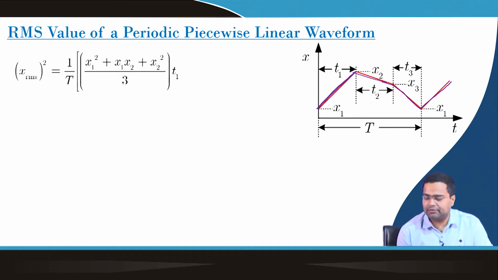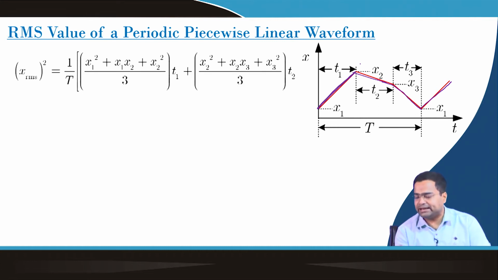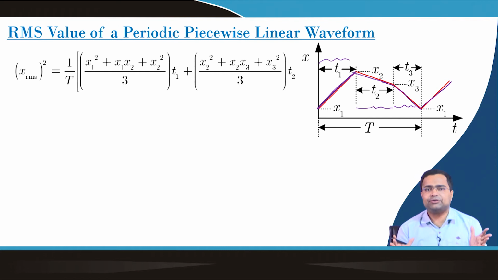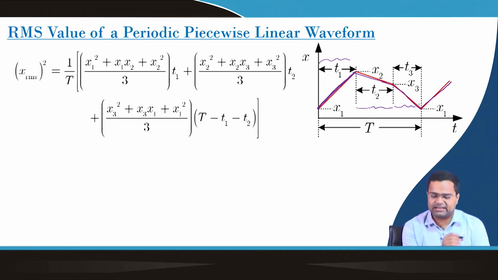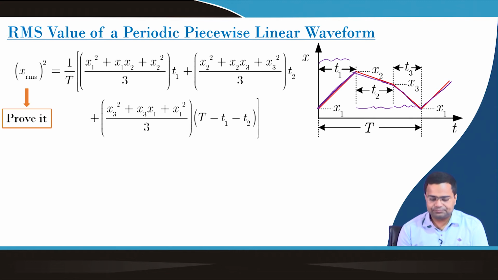X1 is the value of this waveform at t equal to 0, and it is x2 after the interval of t1. Then after the second interval it is x2 here, t2, that means this is my duration t2, this is my duration t1, and this is my duration t3, which is nothing but capital T minus t1 minus t2. So, it can be represented by this. How can you prove that? I am just giving a hint, although I am going to prove it in the next slide.